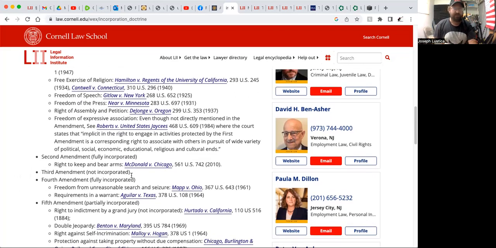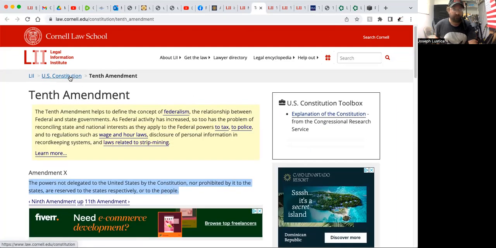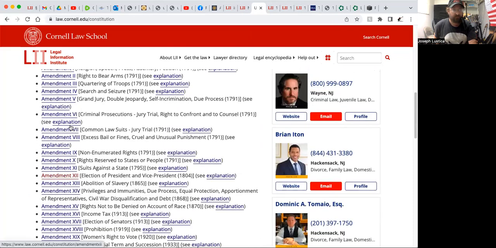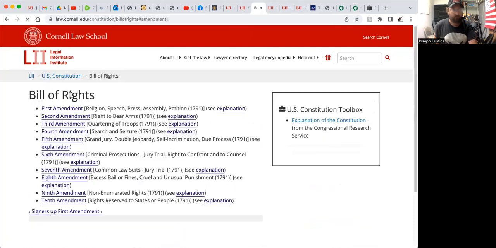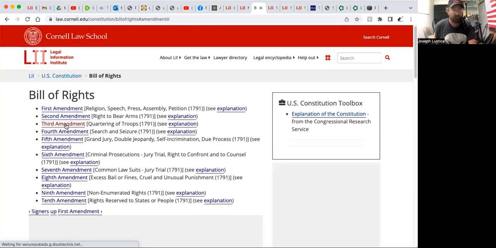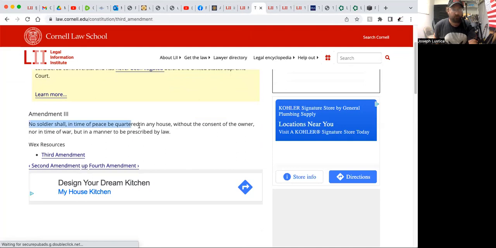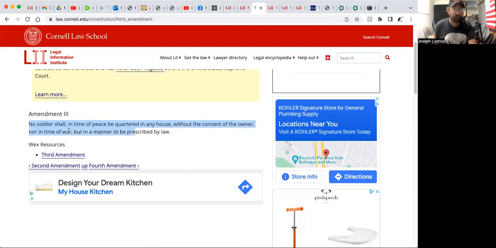Okay, Third Amendment is not incorporated. This is a big deal, by the way. The Third Amendment protects you from having soldiers come into your home and take over your home. Okay, like it's crazy. Here, let's look at it real quick. Let's go U.S. Constitution. We're gonna go Amendment 3. Okay, ordering of troops. Okay, no soldier shall, in a time of peace, be quartered in any house without the consent of the owner, nor in time of war, but in a manner to be prescribed by law.